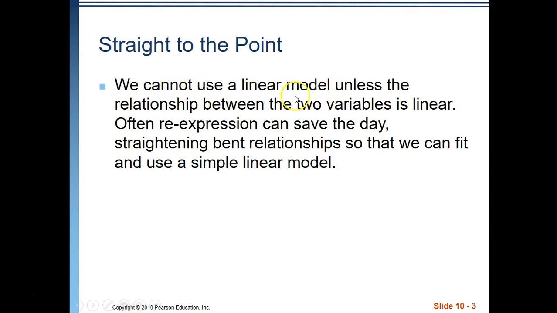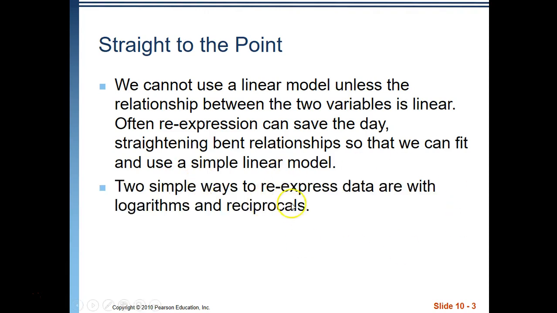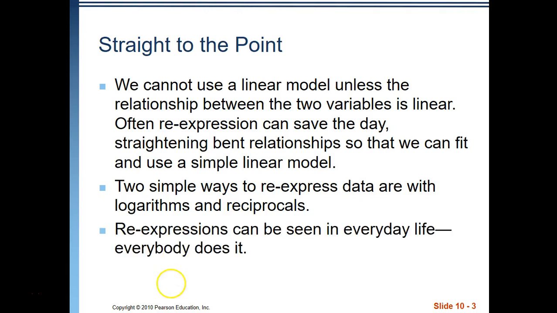We cannot use a linear model unless the relationship between the two variables is linear. Period. And often re-expression can save the day, straightening bent relationships so that we can fit and use a simple linear model, right? So there's a way for us to make it linear. Two simple ways to re-express data, as we talked about before, are putting logs into them and using reciprocals. You can square them, you can do other stuff, but these are the first two that come to mind. Oftentimes logging them, or square rooting them, or taking reciprocals of the data makes it straight.